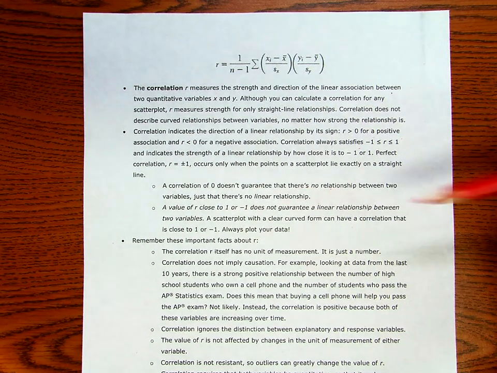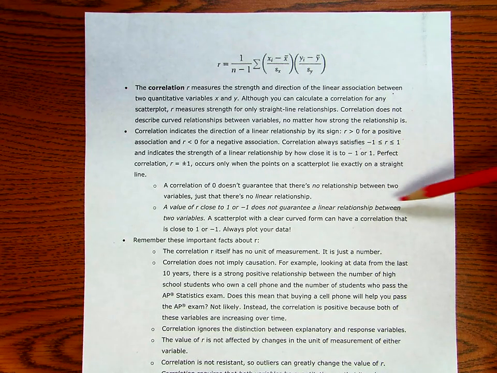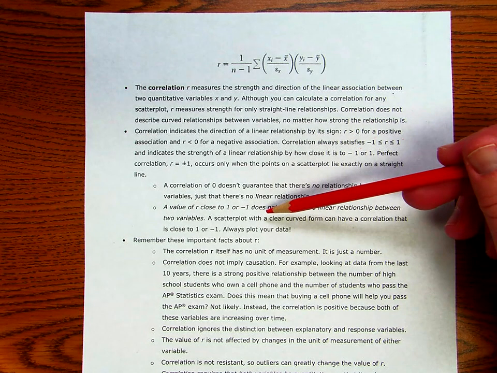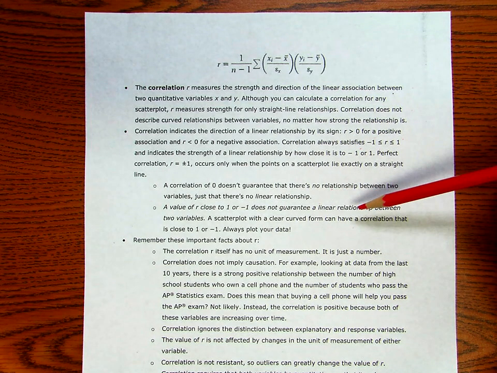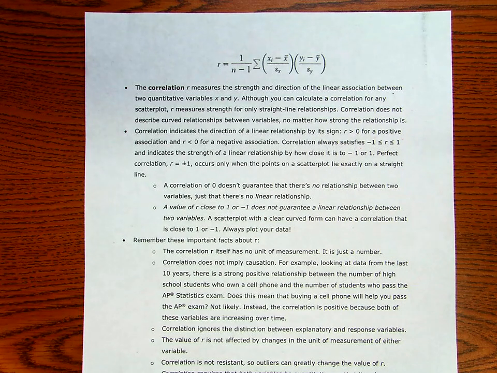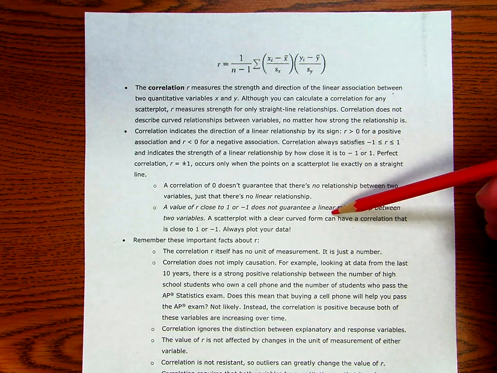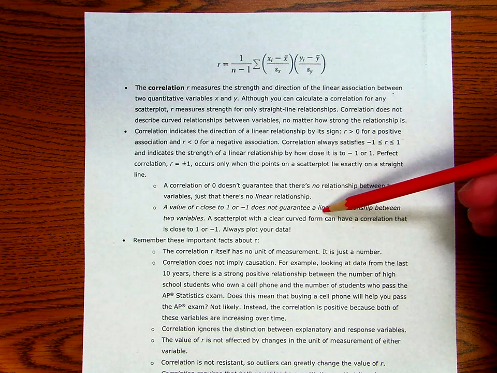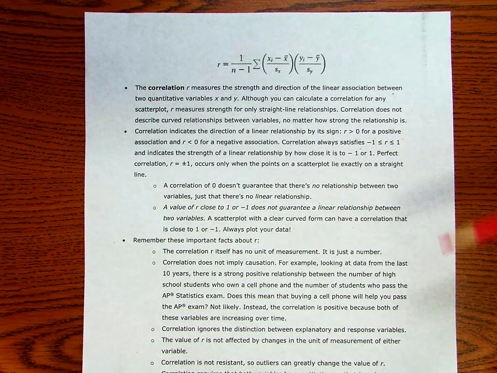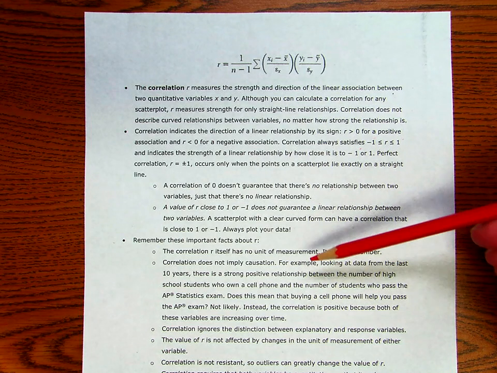A value of R close to 1 or -1 does not guarantee a linear relationship between two variables. A scatter plot with a clear curved pattern can have a correlation that's close to 1 or -1. Always plot your data. Okay, so you can create data sets that are clearly curved, but when you fit them with a line, they still produce an R value pretty close to 1 or -1. So you can't look at just the number by itself. You have to look at the number in combination with the original scatter plot and sometimes also the residual plot.